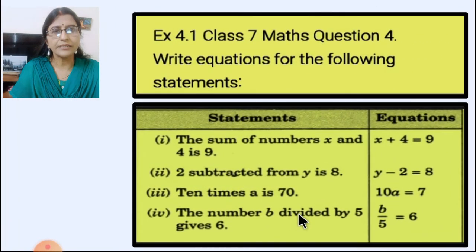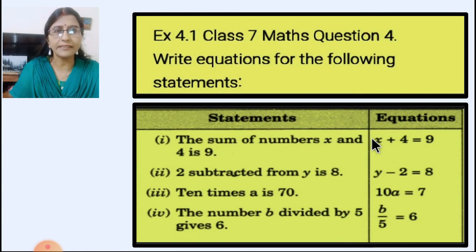Now next question, question number 4 of exercise 4.1. Let us take some examples, some questions. Write an equation for the following statements. So here some statements are given and we have to form equations from them. Let us see the first one. The sum of numbers x and 4 is 9. So we know what is the meaning of sum. Sum means we have to add.